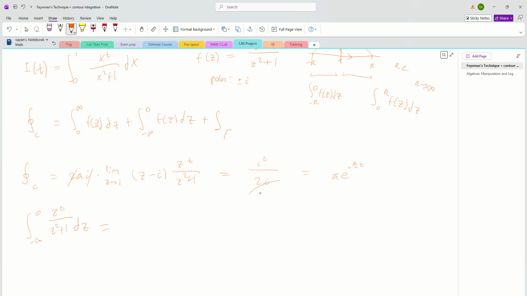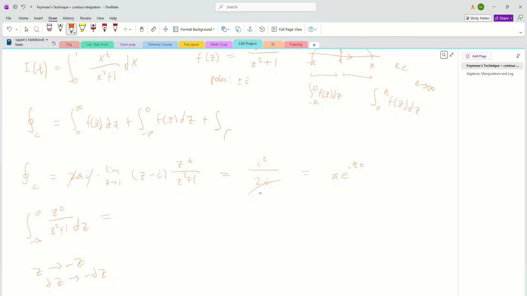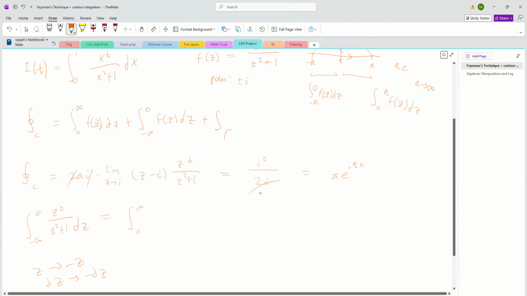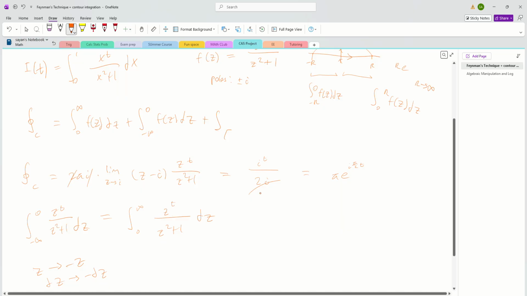And now, if we just do a little substitution here, we take z to the negative z world, which means that dz is going to the negative dz world, right? That would mean that our bounds would change to infinity to 0, but we can use this negative to flip the bounds. So we're going to get from 0 to infinity, and then we're going to have negative z to the t over, and then this is going to just be z squared plus 1, because negative 1 squared is just 1. But then we can take the negative 1 to the t outside.